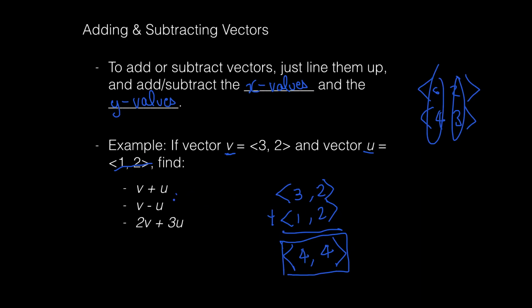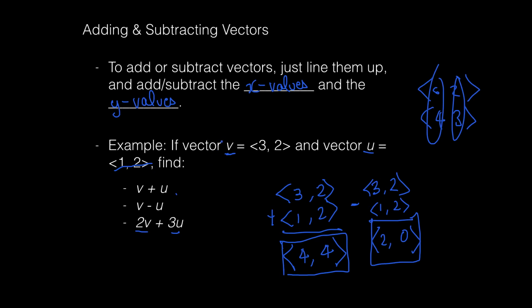Now what about v minus u? Again, same thing, just minus. It's going to be [0, 2]. And this is not hard stuff. Now the last one, you have to take one extra step here. So this is 2v plus 3u.